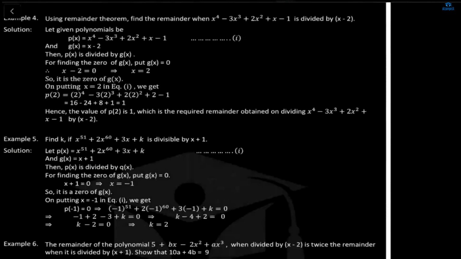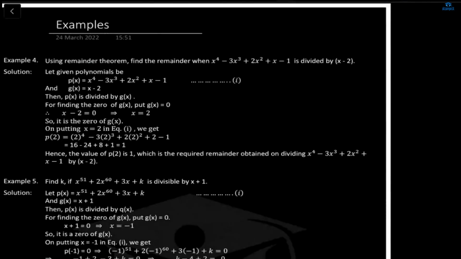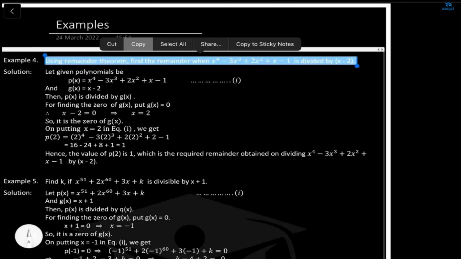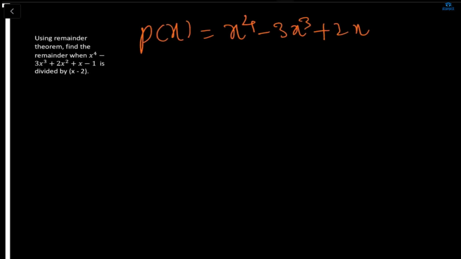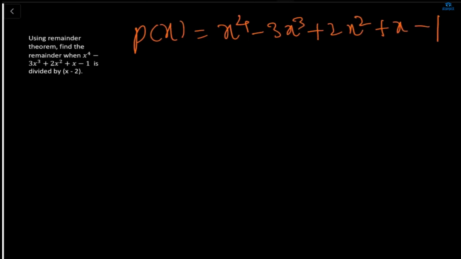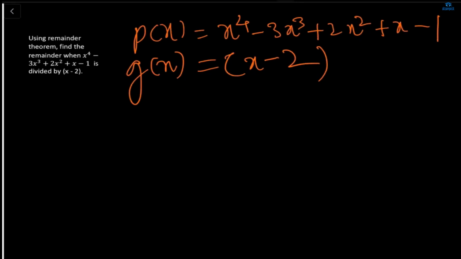Now, example number 4. Using the remainder theorem, find the remainder when x to the power 4 minus 3x cubed plus 2x squared plus x minus 1 is divided by x minus 2. I will copy the question. Here P(x) is x to the power 4 minus 3x cubed plus 2x squared plus x minus 1, and g(x) is x minus 2.